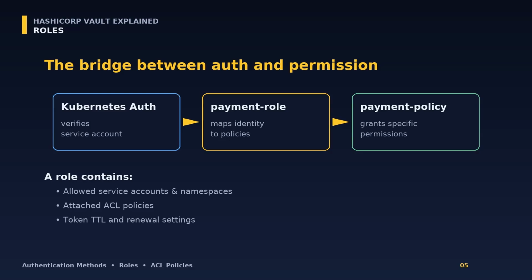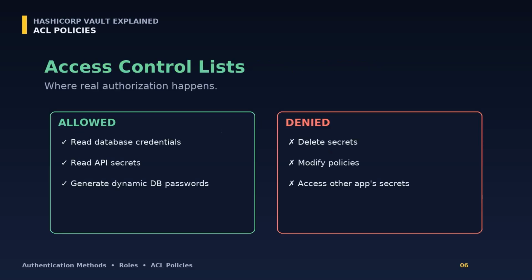ACL stands for Access Control List. This is where the real authorization happens. Policies define exactly what actions are allowed. For example, the policy may say the application can read database credentials, read API secrets, and generate dynamic database passwords, but it cannot delete secrets, modify policies, or access secrets belonging to another application.